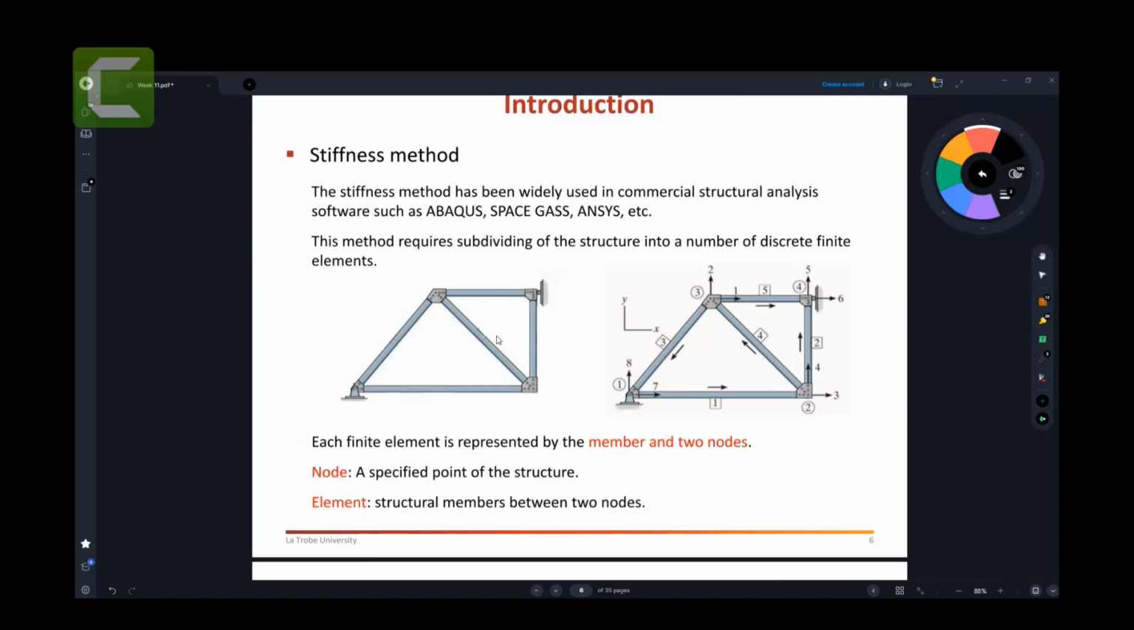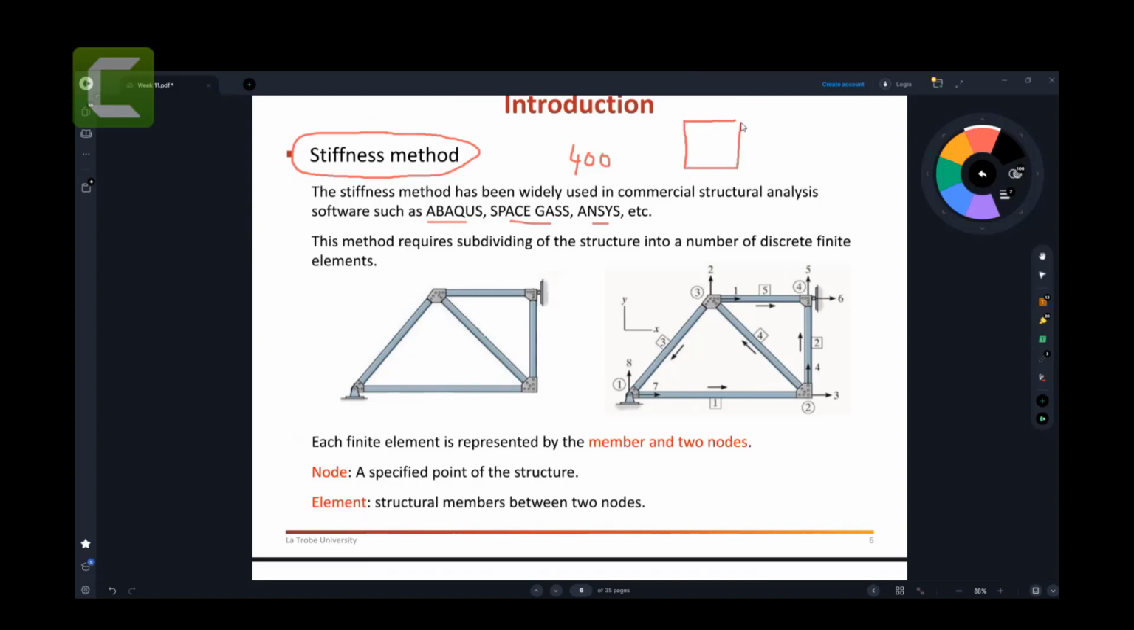Now, to teach these methods, I need to provide you some vocabulary. There are about 400 software packages around the world used for structural analysis, even 500 maybe. All of them are based on these stiffness methods. The fundamental theory behind software like Abaqus, SpaceGass, ANSYS, a few names that I highlighted here, these are finite element software, and they all use the stiffness methods. Now, what is finite element? Let me briefly explain.